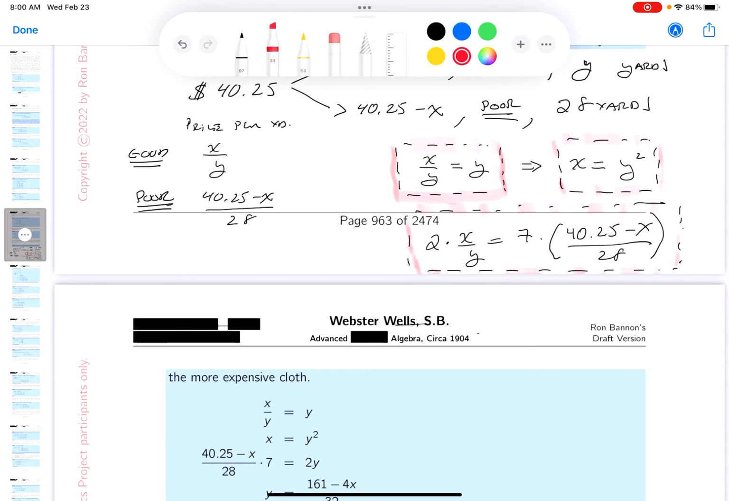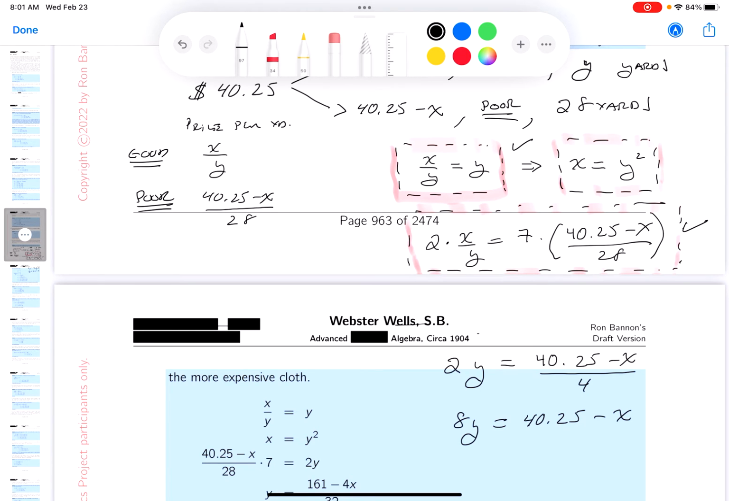I'm starting to realize that this equation, which says 2 times X over Y, can be written as 2 times, well, X over Y is just Y, right? X over Y is just Y. And what do you get here? Well, I'm going to write this a little differently. This is 40.25 minus X over, well, 7 goes into 28 4 times. So I'm going to write down 8Y is 40.25 minus X. Another important relationship, by the way.